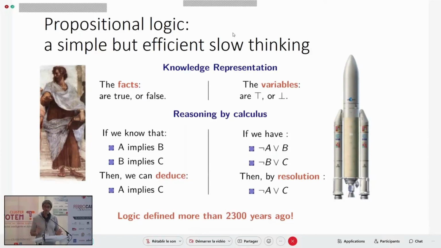So if we want to reason, this is symbolic AI, you need to have some rule for reasoning. The rule that we will use is a very old rule that was formalized more than 2,000 years ago by Aristotle himself. You have facts, and facts are true or false. And if you know that fact A implies fact B, and you know that fact B implies fact C, then you can deduce that fact A implies C. This is very simple. Okay? It looks like a trivial reasoning system.